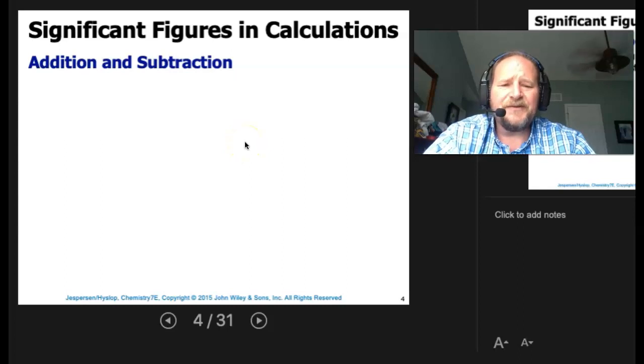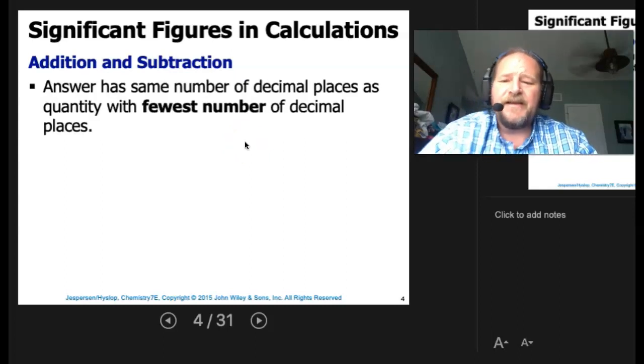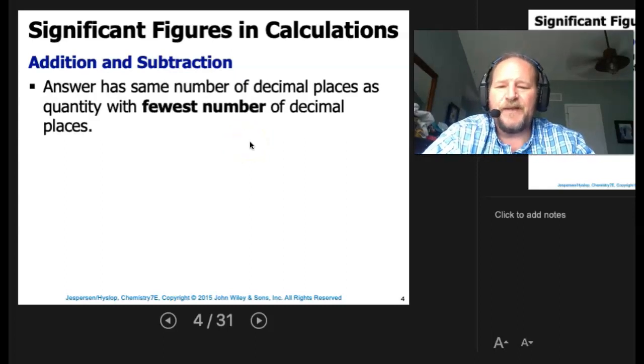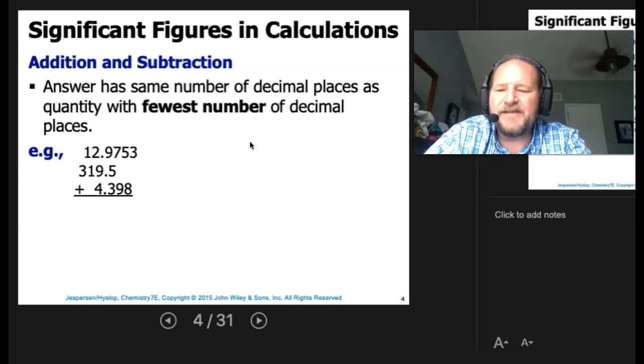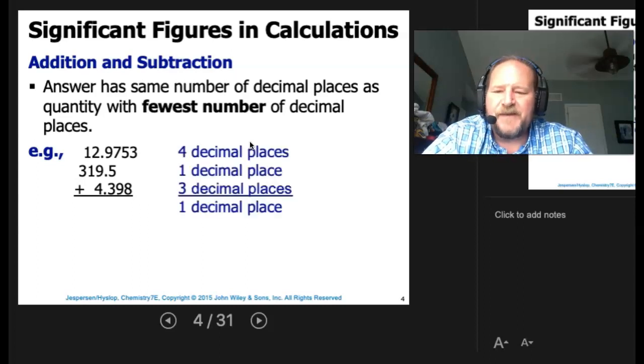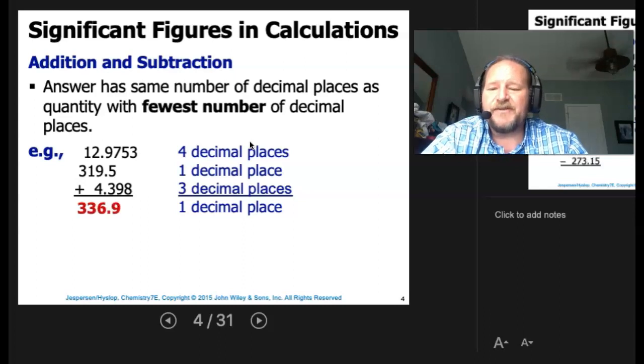All right, how about addition and subtraction? Well, here the rule's a little more complex, it feels. The answer has the same number of decimal places as the quantity with the fewest number of decimal places in the problem. So if I take 12.9753 plus 319.5 plus 4.398, I look at how many decimal places we have. So we have 4, 1, and 3. The least number of decimal places would be the 10th place, 1 decimal place. And so I'd round my answer to 336.9.